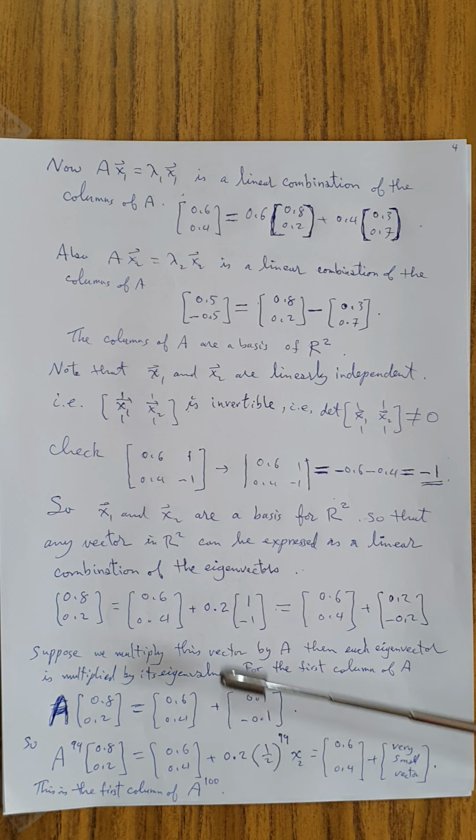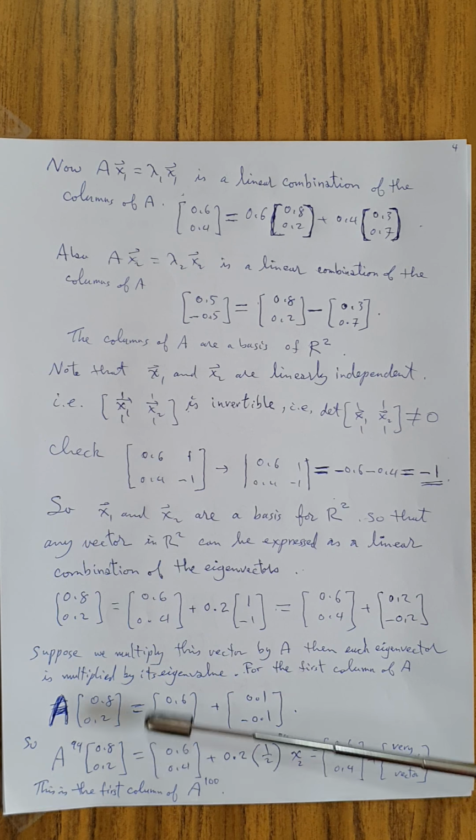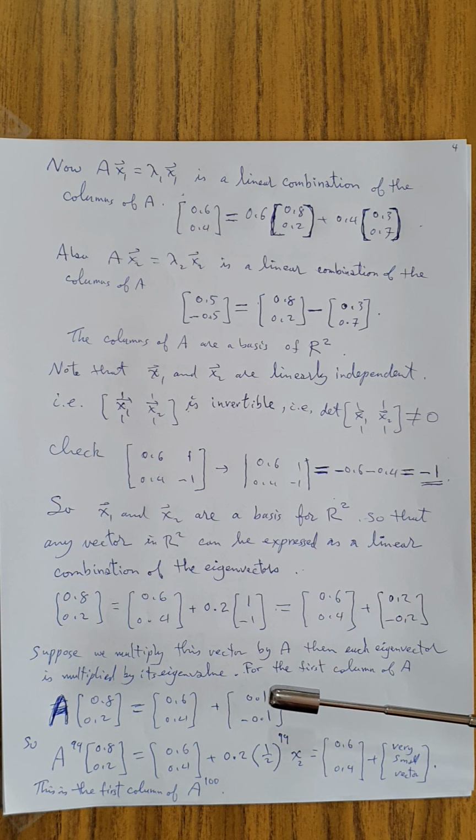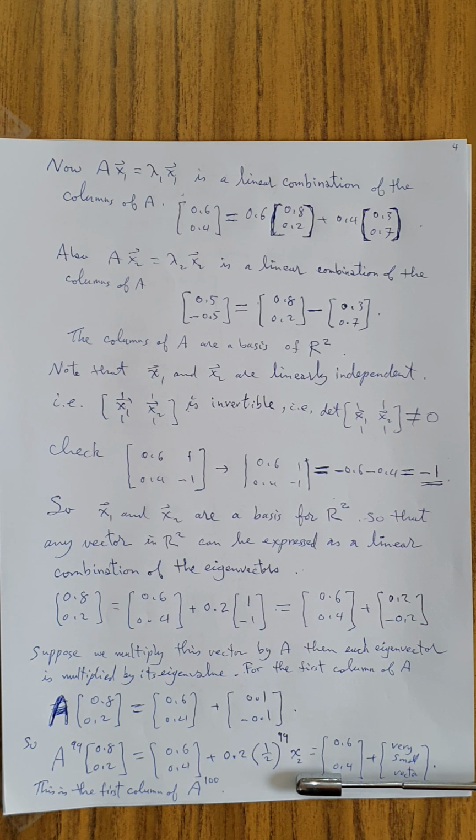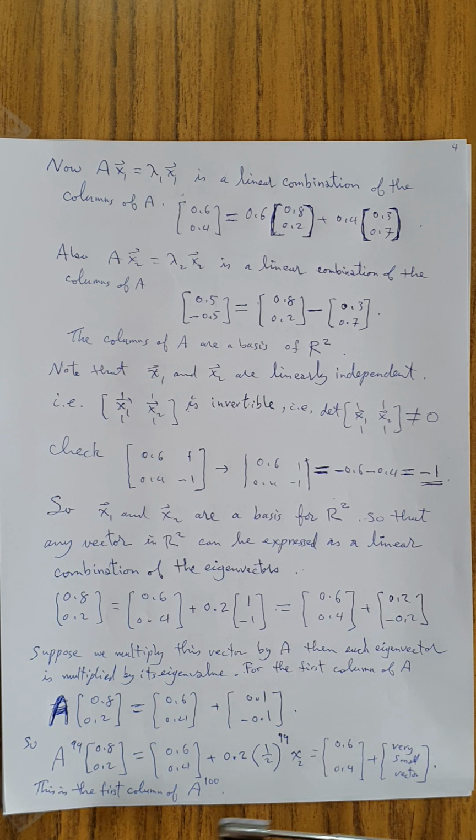The first eigenvector remains the same because lambda 1, which is 1, to the power 99 is 1. But the second eigenvector is multiplied by the second eigenvalue, 1/2, to the power 99, which is a very small vector. So this is negligible compared to the first eigenvector. So this will be the first column of A to the power 100.